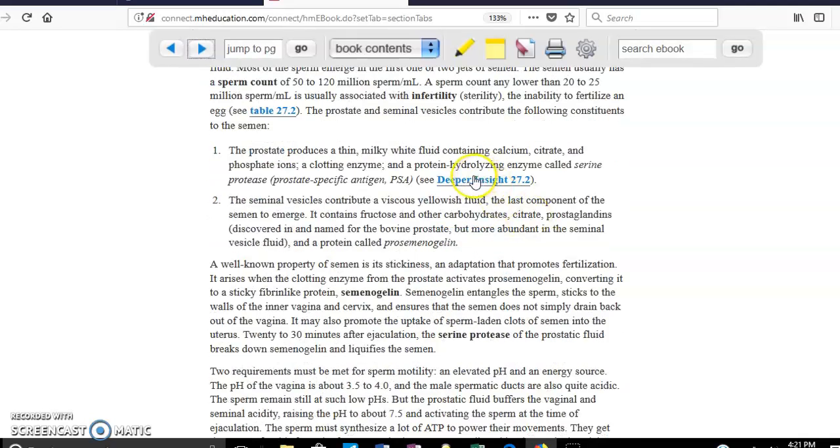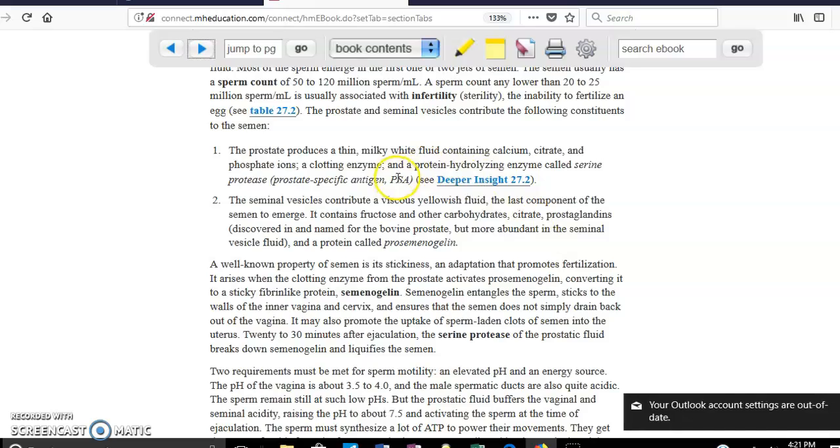What are the characteristics of semen, which is the fluid where the spermatozoids are going to be? Well, the prostate is going to provide an enzyme. This enzyme is going to be called protein hydrolyzing enzyme, and also another one called serine protease. The seminal vesicle is going to produce pro-seminogellin. This is called pro because this enzyme right here is going to cut this pro part, and we're going to get, as you can see right here, seminogellin.